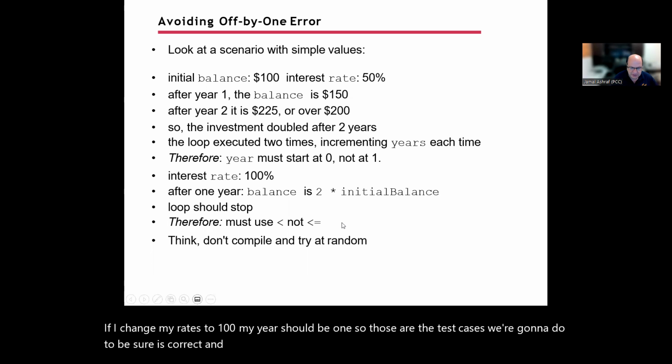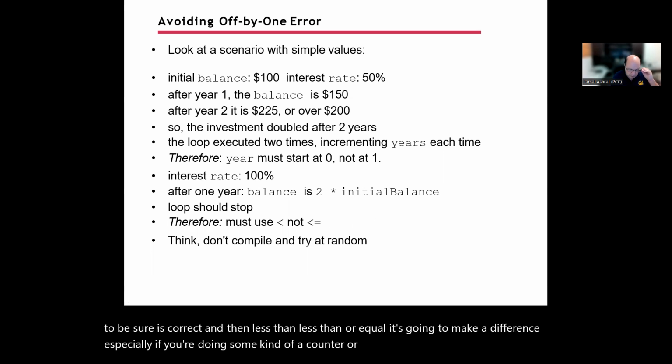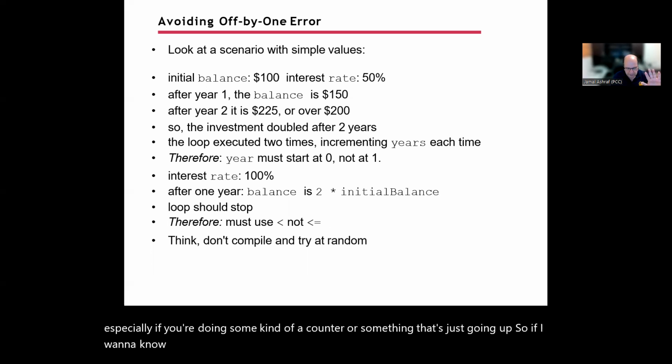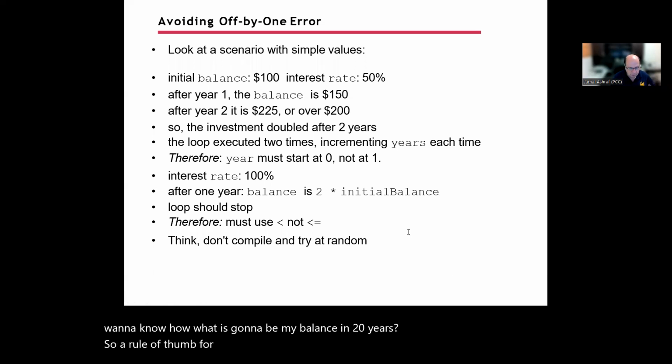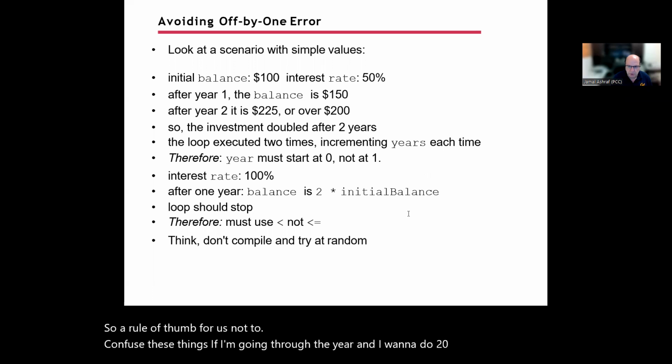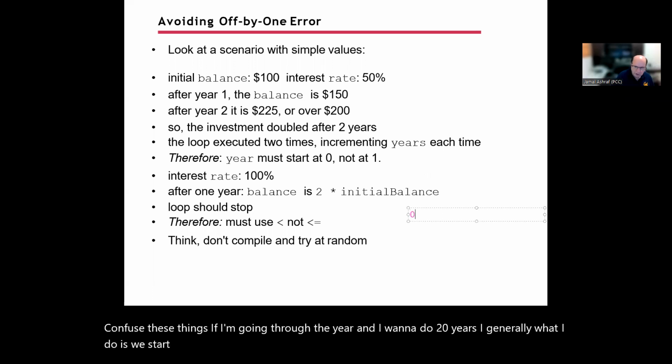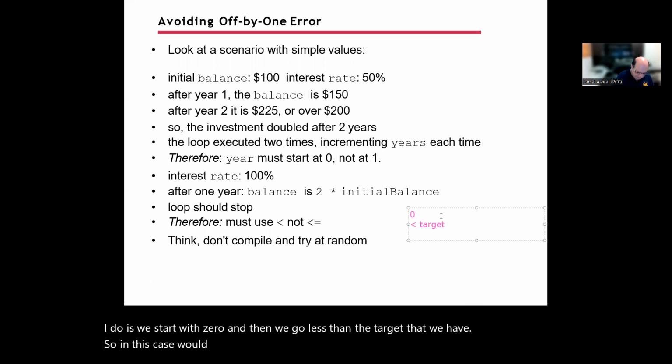And then less than or equal is going to make a difference, especially if you're doing some kind of a counter or something that's just going up. So if I want to know what my balance is going to be in 20 years, a rule of thumb for us not to confuse these things: if I'm going through the years and I want to do 20 years, I generally start with 0 and then go less than the target that we have. So in this case it would be less than 20.